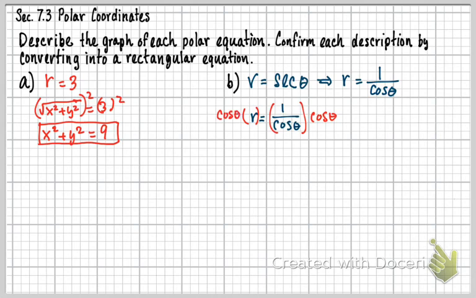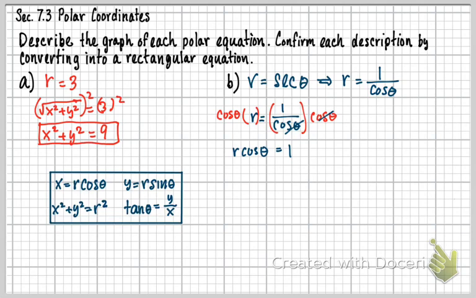And what happens when I do this is on the left, I get r cosine theta, and on the right, the cosines cancel, so I get a 1 over here. And then I go back and think of those equations again, and here they are. And I think of, oh, r cosine of theta equals x. So then that tells me that this is going to be x equals 1. And this is my answer for the second one. That's my rectangular equation, which makes sense, right? We got that vertical line there at x equals 1. That just confirms what we've seen. So those are the answers for both of those.